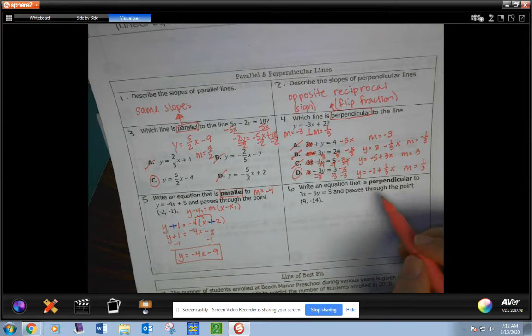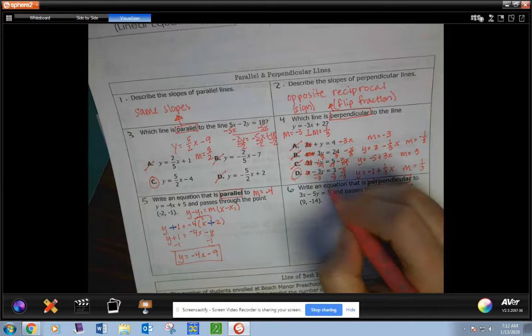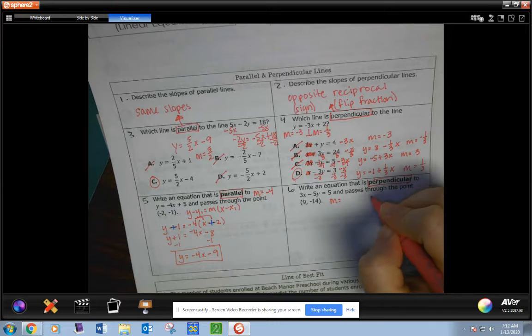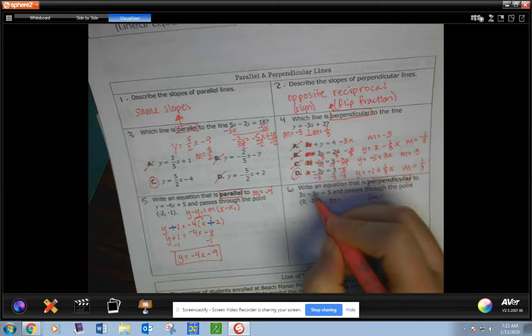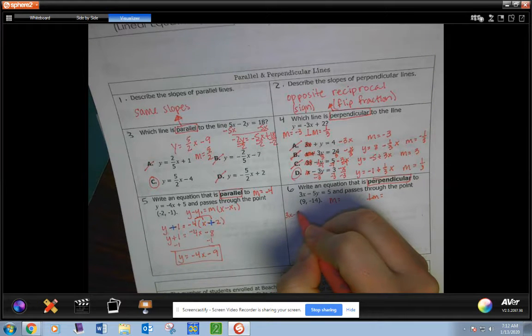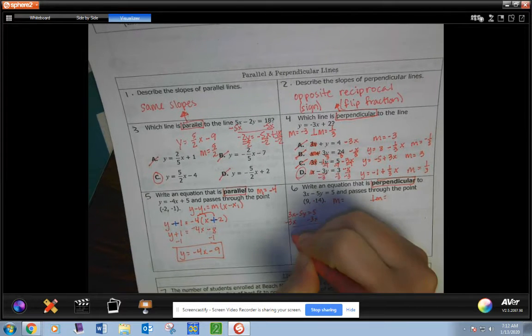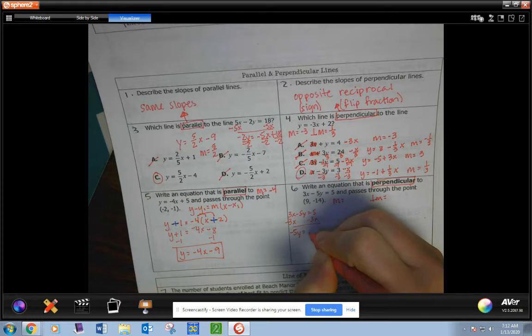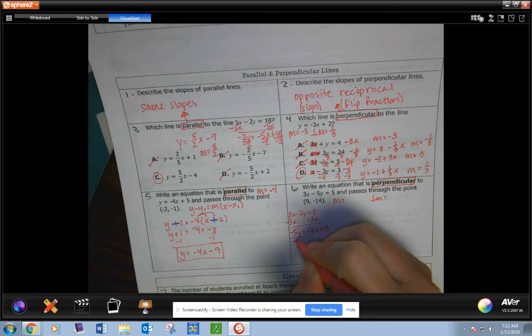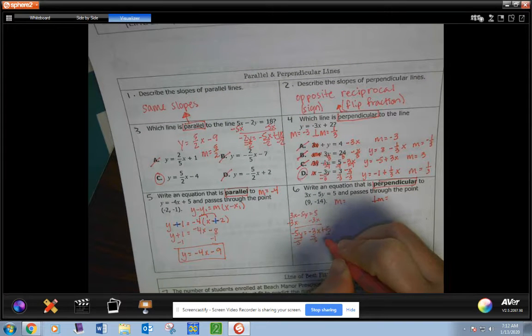Okay, when we're writing an equation that is perpendicular, we need the opposite reciprocal. Well, I don't even know what m is yet to get perpendicular m. So I'm going to pull this 3x minus 5y equals 5, and I'm going to solve for y. We're going to subtract 3x. That gives me negative 5y equals negative 3x plus 5. And then we're going to divide by negative 5 every single thing.